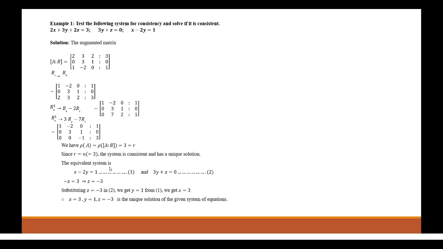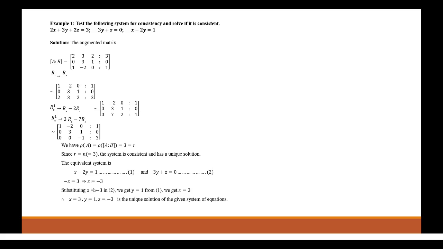The equivalent system is, so we have to write the last augmented matrix in the form of a system of equations. In the first row, x minus 2y, the z coefficient is 0, which is equal to 1. That will become equation 1. Second row, x is 0, 3y plus z is equal to 0. This is the second equation. In the third row, minus 1 into z, the z coefficient is there. Minus z is equal to 3. Therefore, we get the value of z is equal to minus 3.